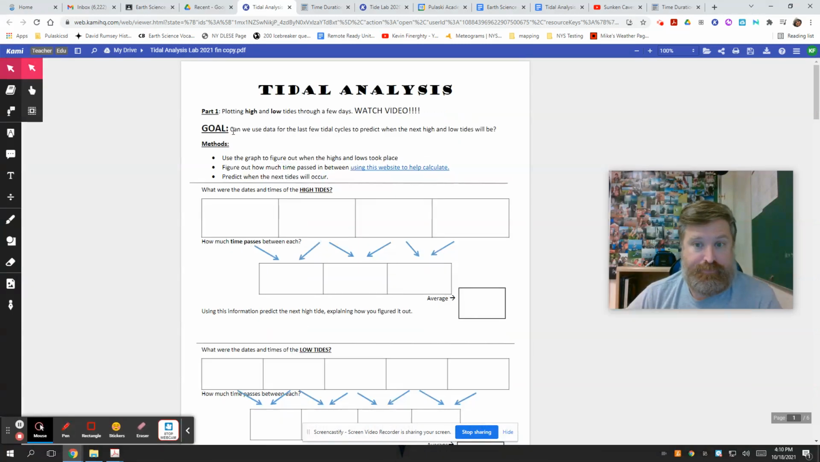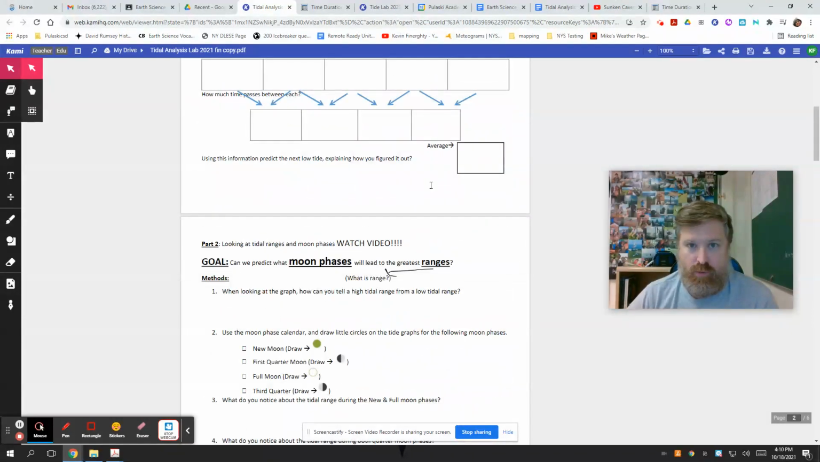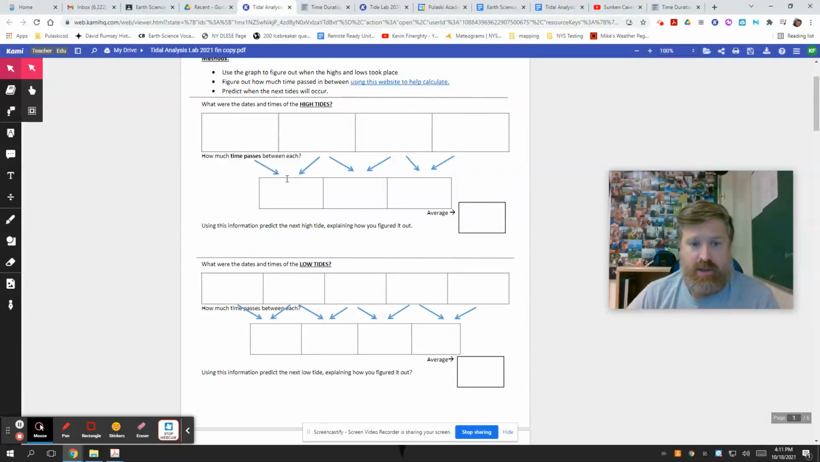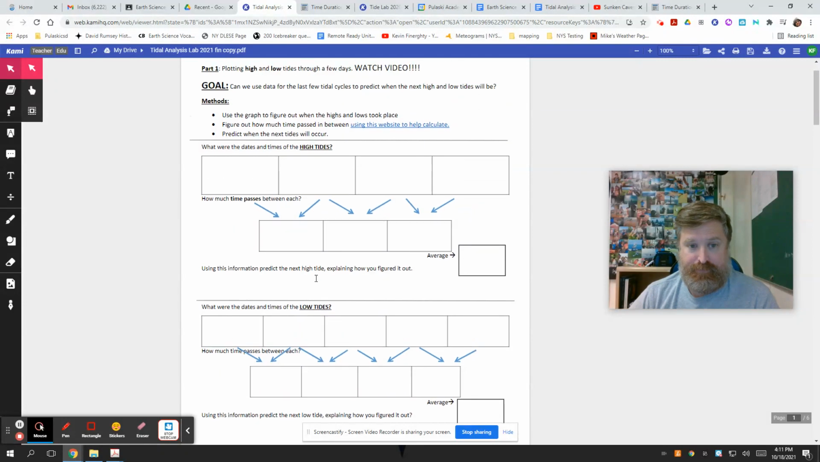So what are we going to do? How can we use that to predict when the next ones are? What you're going to do is give me when were the high tides that we had on your graph, which again will be that page right there, which will look kind of like this. When were the high tides? How much time passed in between? When were the low tides? How much time passed in between?